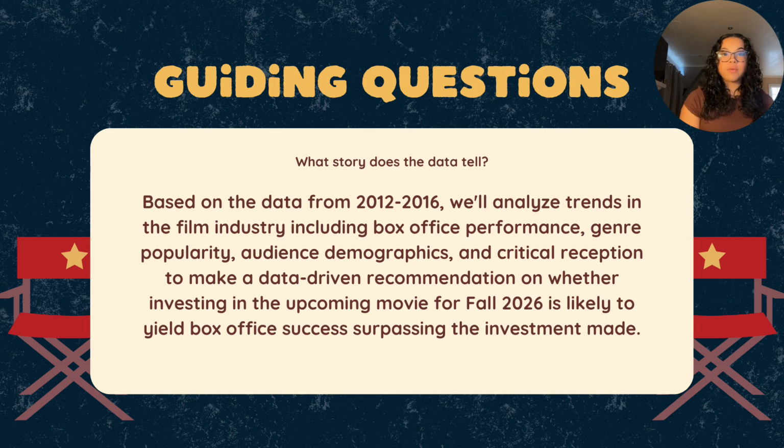For step 4, right, which is analyze. We want to know what story is told with the data. Based on the data from about 2012 to 2016, we analyzed the trends in the film industry, including box office performance, genre, popularity, audience demographics, and much more that we use to make a data-driven recommendation on whether investing in an upcoming movie for fall of 2026 is likely to yield box office success, surpassing the investment that was made.